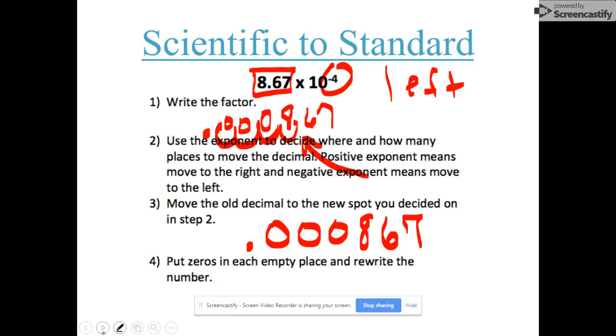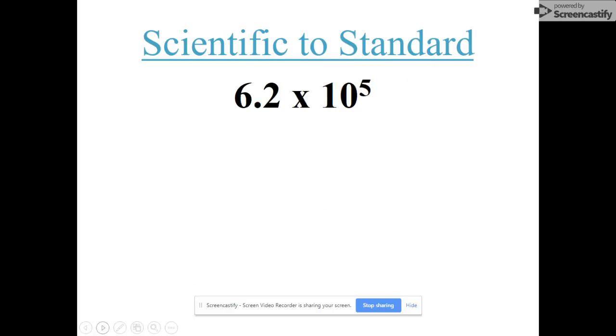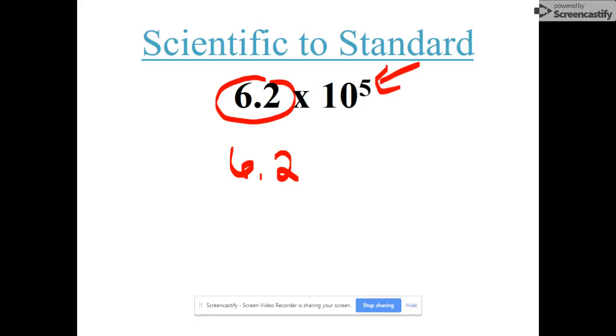Let's go ahead and try one more together before you try this on your own. This time we have the number 6.2 times 10 to the 5th power. Start by rewriting your coefficient, 6.2. Then the second thing we do is look at our exponent. This time my exponent is 5 and it's positive. Since it's positive, we're going to move to the right.